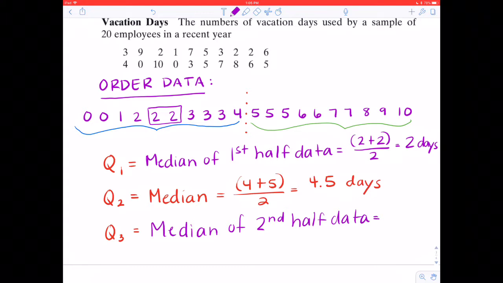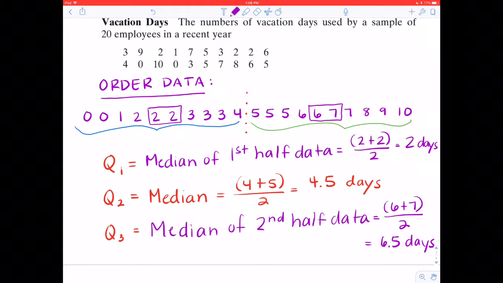All right, so once again, I'm going to look for the two central values, same number on one side as we have on the other, and to get their median, I will add those values together and divide by 2. And I'm looking at a third quartile of 6.5 days. So about 75% of the data will be less than or equal to 6.5.